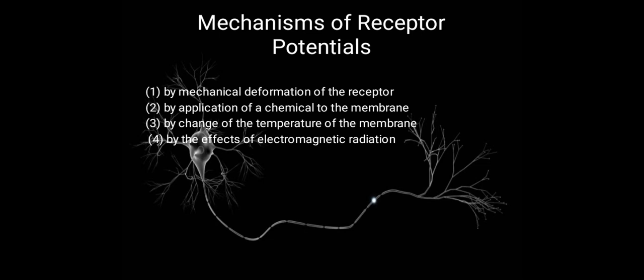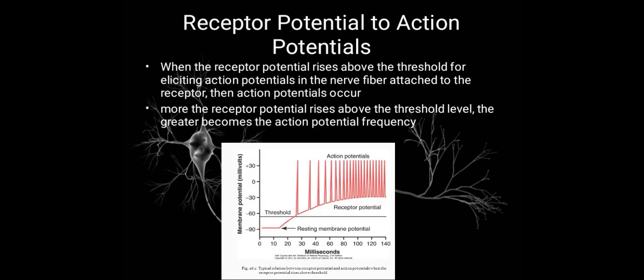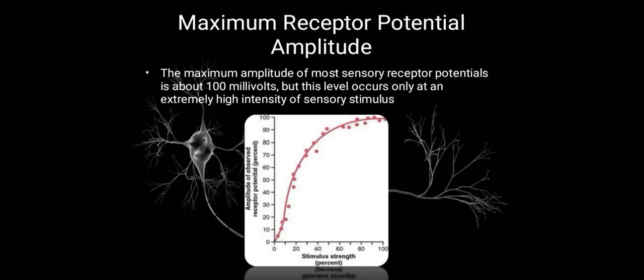Mechanisms of receptor potential: by mechanical deformation of the receptor, by application of chemical to the membrane, by change of the temperature of the membrane, and by the effects of electromagnetic radiation. Maximum receptor potential amplitude. The maximum amplitude of most sensory receptor potentials is about 100 millivolts, but this level occurs only at an extremely high intensity of sensory stimulus. As stimulus strength increases, the amplitude of the observed receptor potential shows only a slight percentage increase.